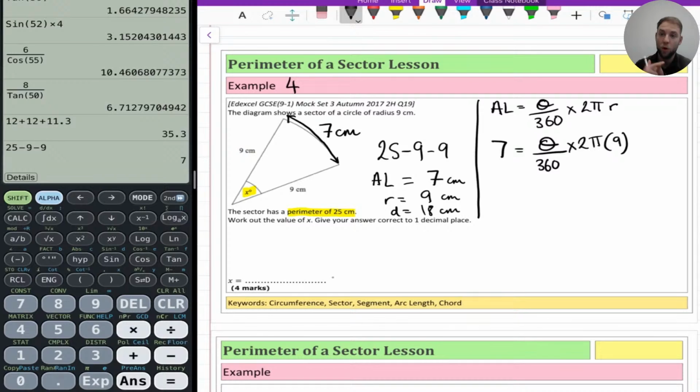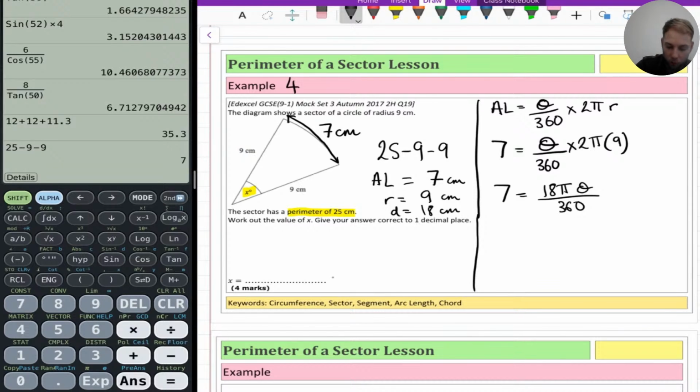So I've written down my formula, which is this part here. I've then substituted in, and now I need to simplify. So 7 is equal to, well, 2 times pi times 9. Well, 2 times 9 is 18, so that's going to be 18 pi theta. Remember, the thing that you don't know, you usually put the n, like 2x, 3x. All over 360.